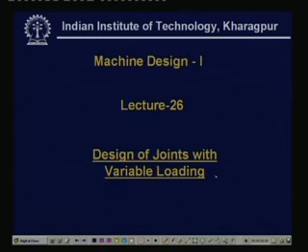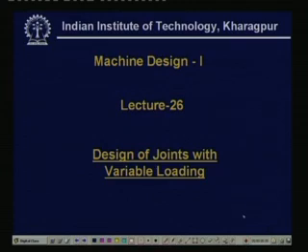In the last few lectures we have learned how to design the joint for strength for various static loadings. In the last class we learned how to design the joint for eccentric loading, and in this class we are going to study variable loading. Variable loading is very important for any machine components.